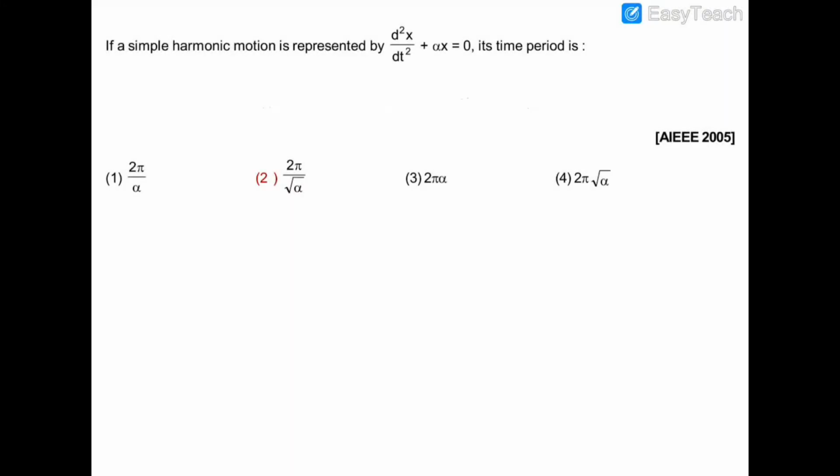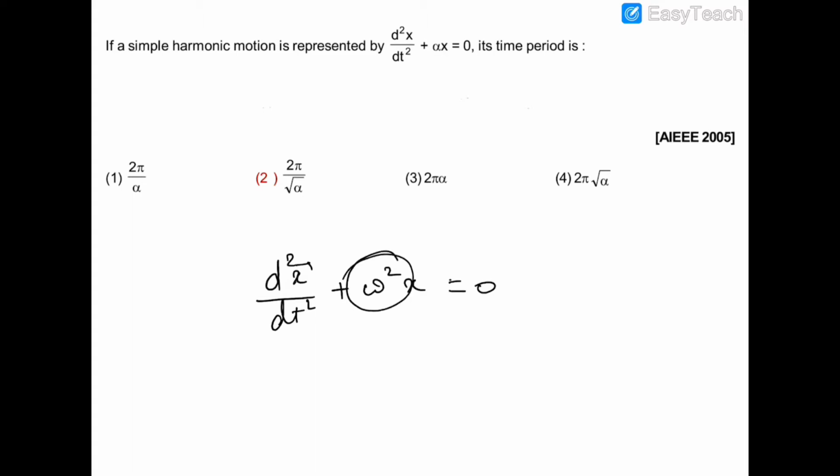In this question, we have to find out the time period of SHM of a particle which is moving according to this equation. So we know that the characteristic equation of SHM is d square x by dt square plus omega square x is equal to 0.